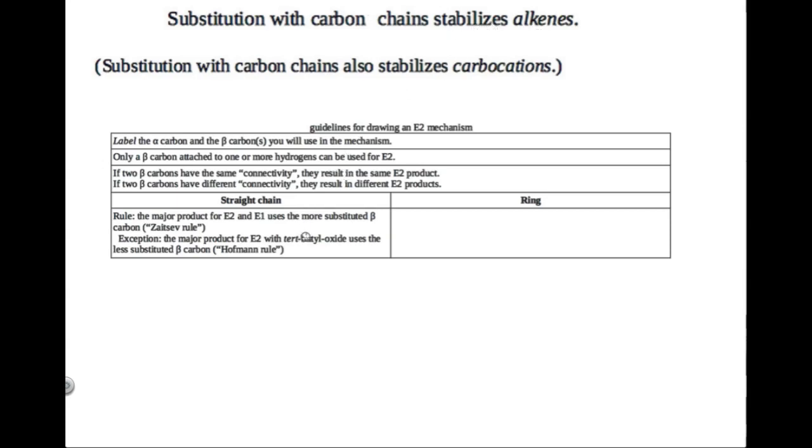On the other hand, if you used a less substituted beta carbon for E2, that would produce a less substituted alkene, which would be a less stabilized, less preferred alkene. So since we prefer to make a more substituted alkene, it makes sense that E2 prefers to occur at the more substituted beta carbon.